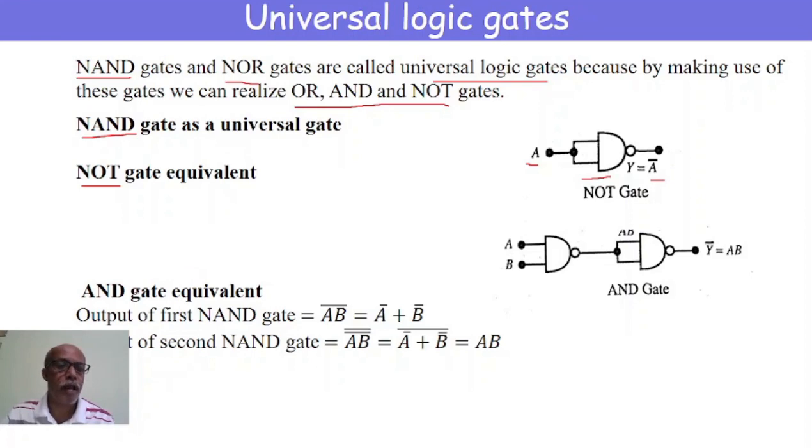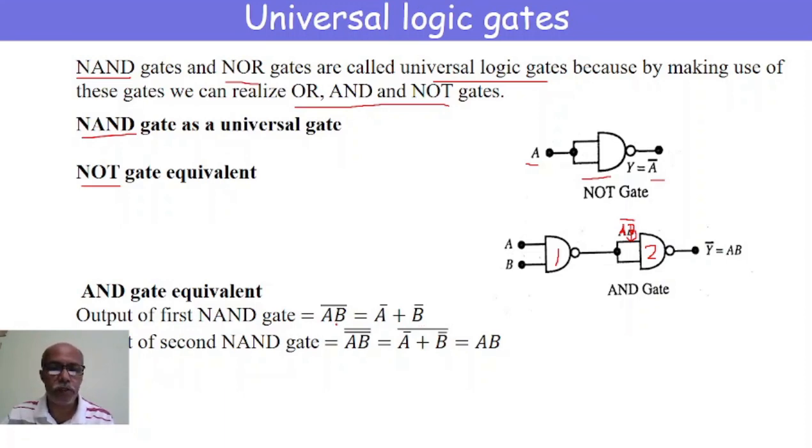Similarly, let us realize the AND gate by making use of NAND gates. Here we are making use of two NAND gates. Two inputs are given to the first NAND gate, whose output is the complement of A and B. The complement of A and B will be equal to complement A or complement B.